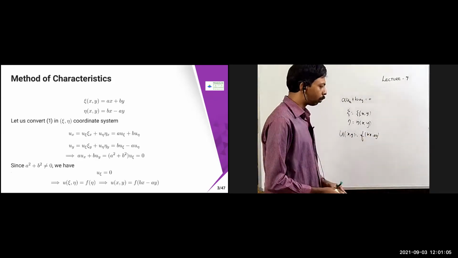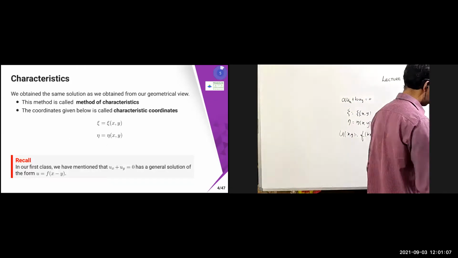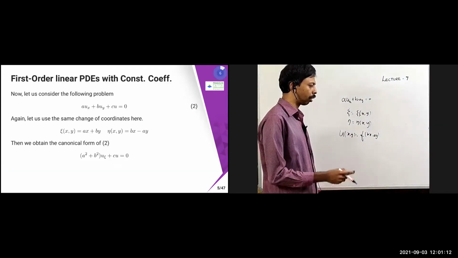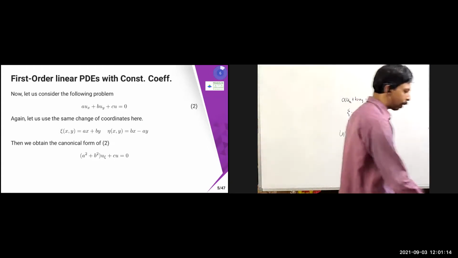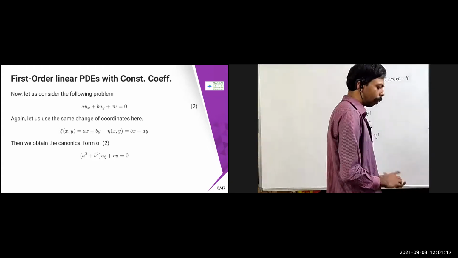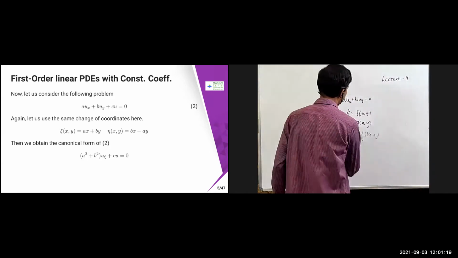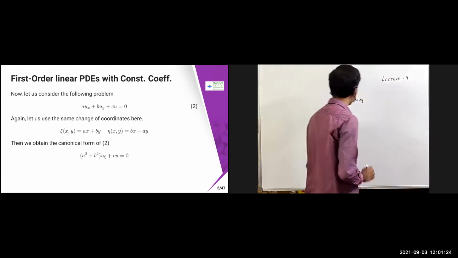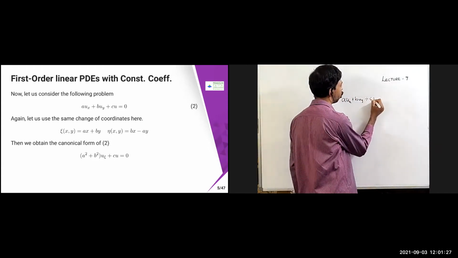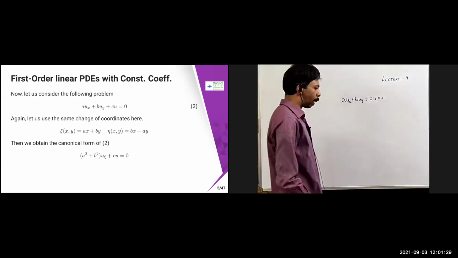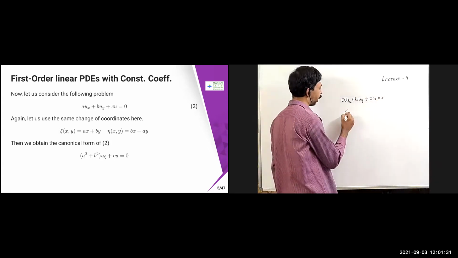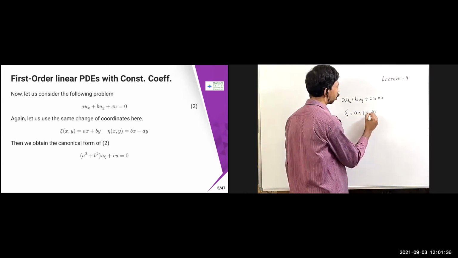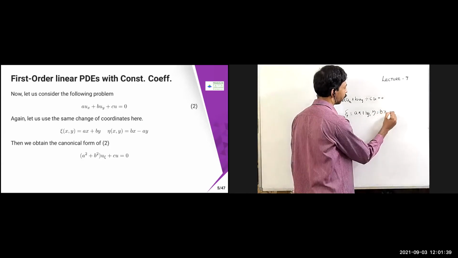Okay, now this is what we have already explained: the method of characteristics and characteristic coordinates. Now let us solve a similar kind of problem with a little more complication. What I'm trying to solve is a u_x plus b u_y plus c u equal to 0. In this problem, same thing, I'm going to take the same set of coordinates: chi equal to ax plus by and eta equal to bx minus ay.